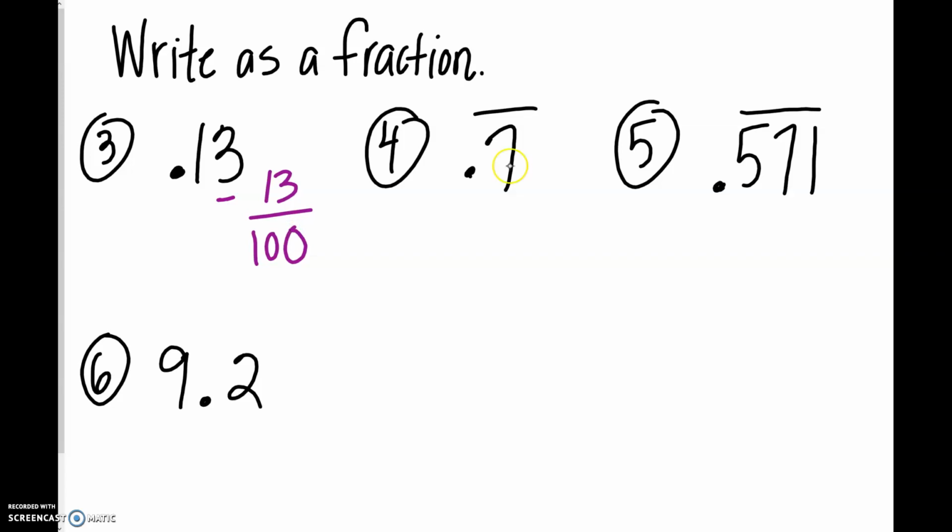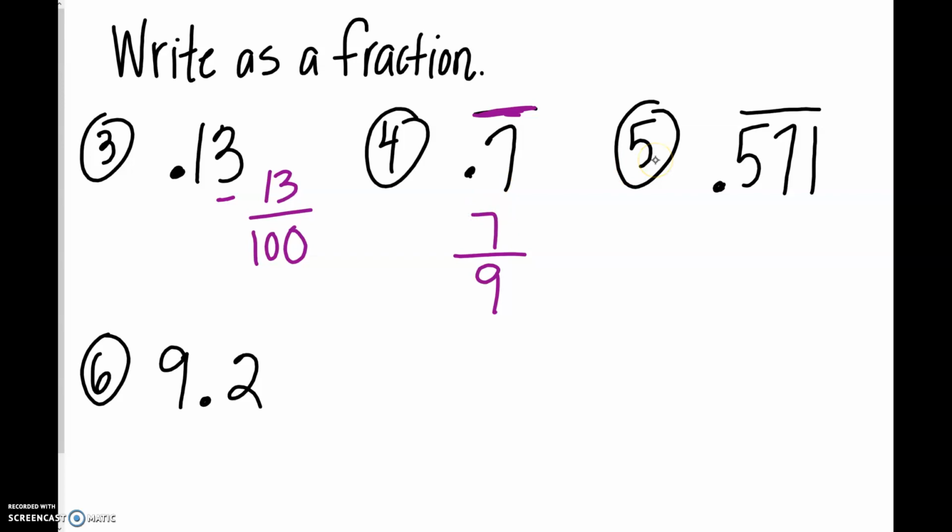All right, 7. Okay, so there's a difference between this repeating bar and the previous one where we don't have the repeating bar. So remember, when we don't have it, that's when you put 10, 100, 1,000 on the bottom. When you have that repeating bar, that's when we put the 9s on the bottom. And only one digit is repeating, so this is going to be 7 over 9.